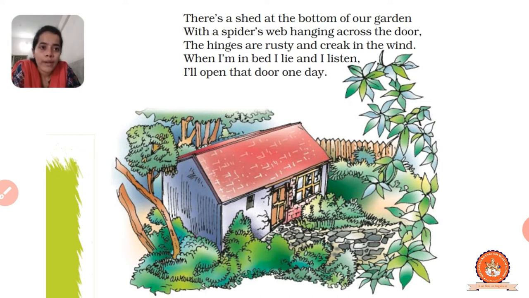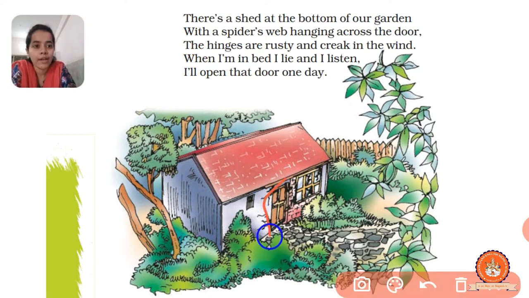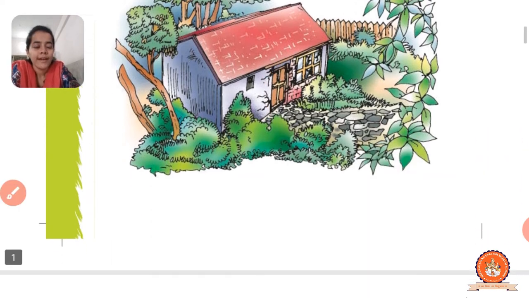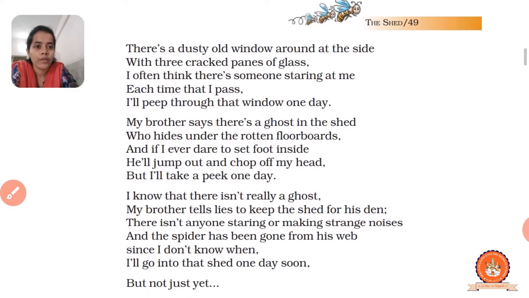So I'll open that door one day. The poet is deciding that he will open that door which is there in the shed. He is saying that he'll open this door one day, but he doesn't know on which day it is going to come. He is just deciding that I will open that door one day and I will see what is there inside the shed.